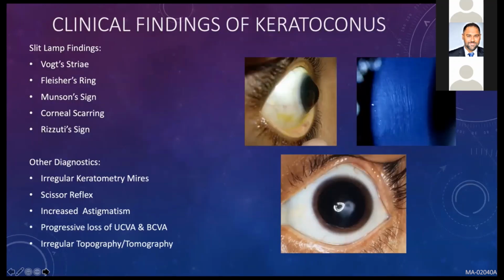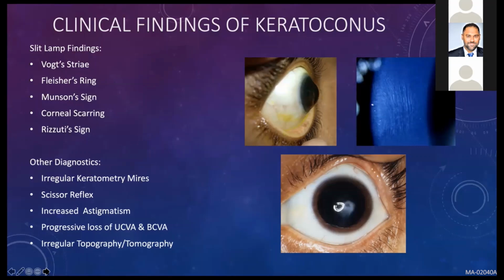As I mentioned, the slit lamp findings are very important for keratoconus. Vogt striae, Fleischer's ring, Munson sign, corneal scarring, and Rizzuti sign are some of the ones to watch out for. We'll go over those in a second. Other diagnostics are irregular keratometry mires, scissor reflex, increasing astigmatism, and a progressive loss of uncorrected and best corrected visual acuity. And finally, of course, we'll look at the topography and tomography and identify any irregularities there.